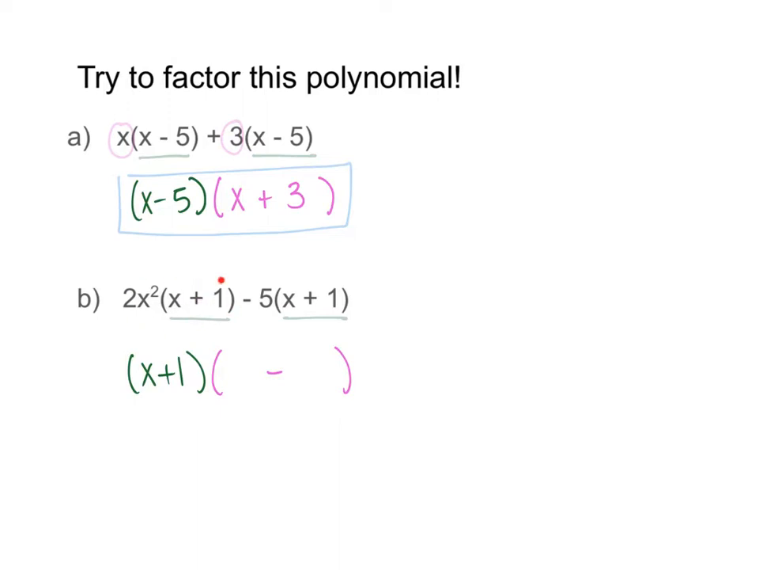Now, this one, when I removed the x plus 1, I did leave behind 2x squared. So I need to make sure that I write this in my parentheses, a 2x squared. And then in the second one here, I have removed x plus 1, basically leaving the 5. So I have a minus 5 here. And now I've put everything in parentheses, so I'm done factoring.